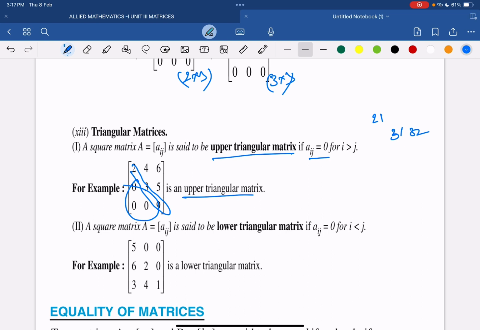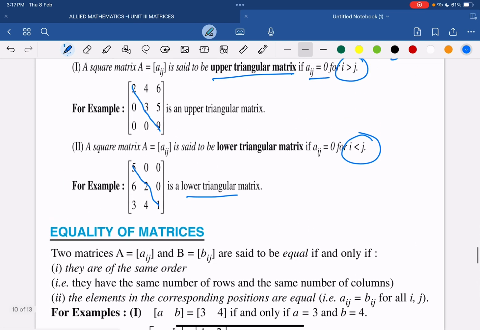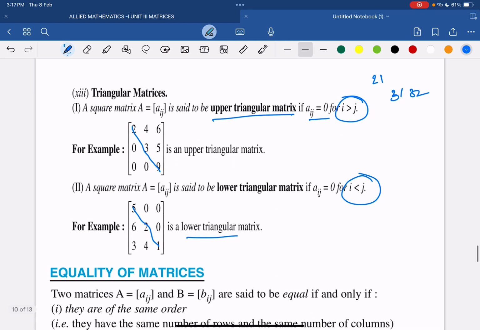Above the diagonal, if the elements are equal to 0, that is called a lower triangular matrix. We can remember this easily by comparing with the diagonal elements. If all elements below the diagonal are equal to 0, it is called an upper triangular matrix. If all elements above the diagonal are equal to 0, it is called a lower triangular matrix. Here the conditions are i greater than j and i less than j. So there are two types of triangular matrix: upper triangular and lower triangular.